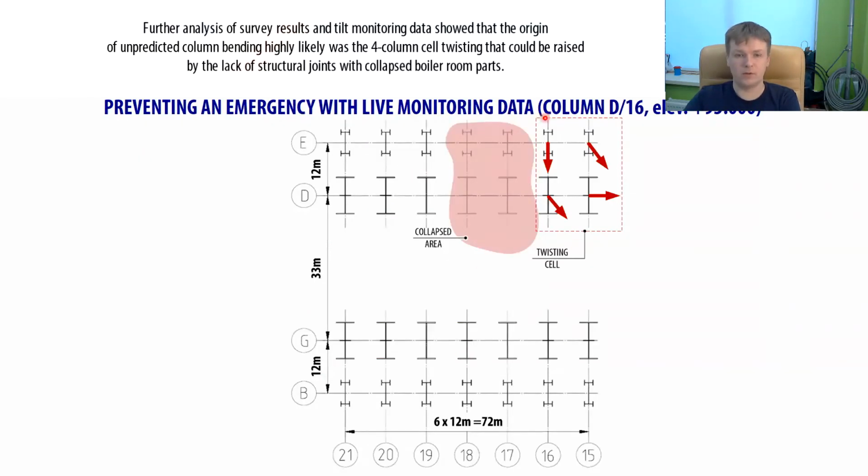Further analysis of survey results and tilt monitoring data showed that the region of unpredicted column bending highly likely was the four-column cell twisting that could be raised by the lack of structural joints with collapsed boiler room parts.